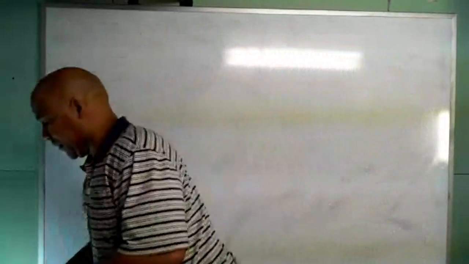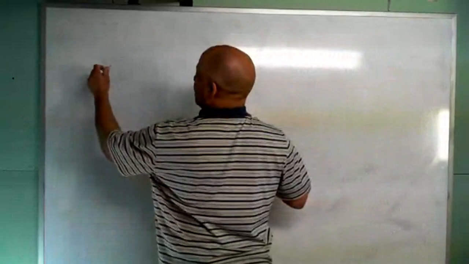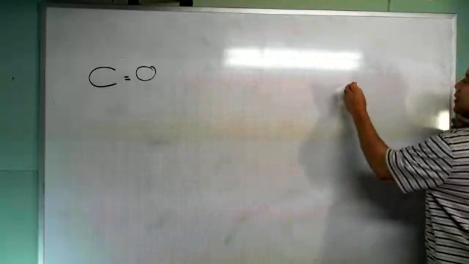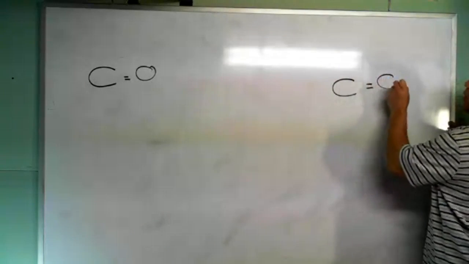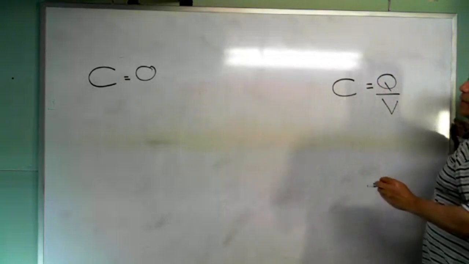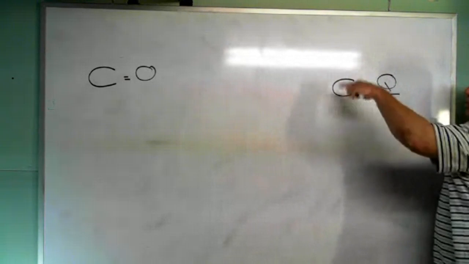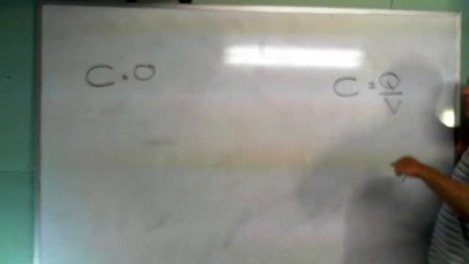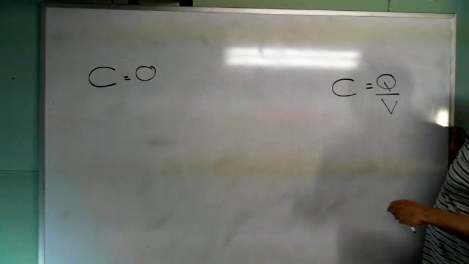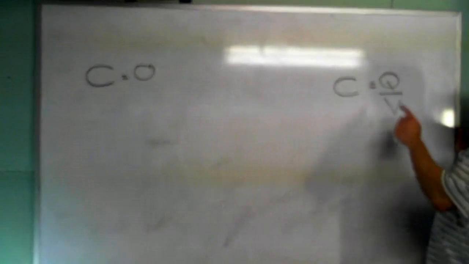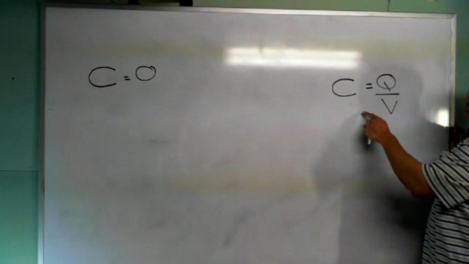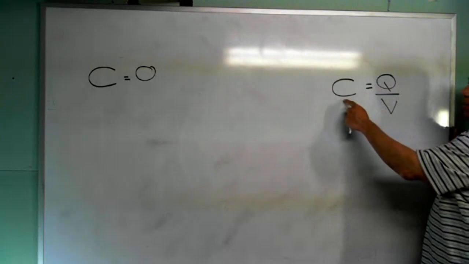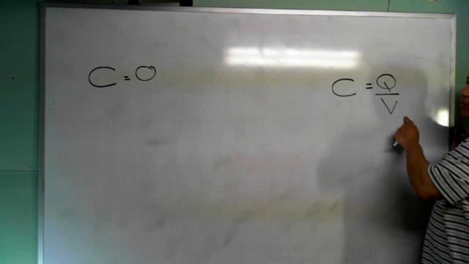So the first one was this. C equals Q on V. So this is like our Ohm's law here. We'll use this. And this is true if I have only capacitors in the circuit. If I have a resistor with the capacitor, this isn't valid. But if I have a circuit with only capacitors, then I can use this formula. C equals Q on V. Capacitance equals charge over voltage.